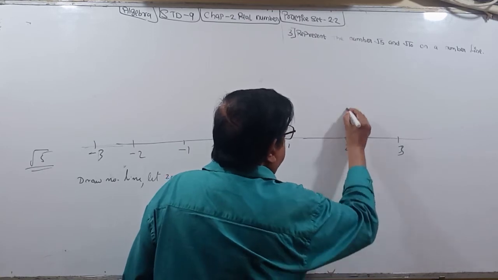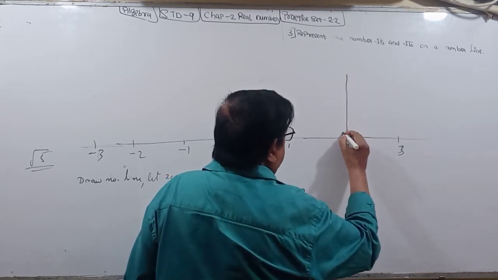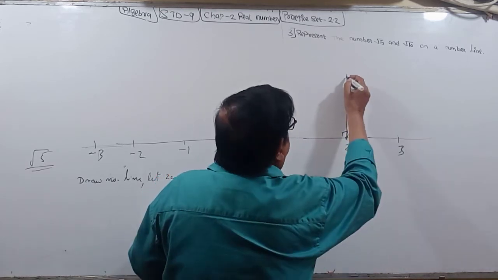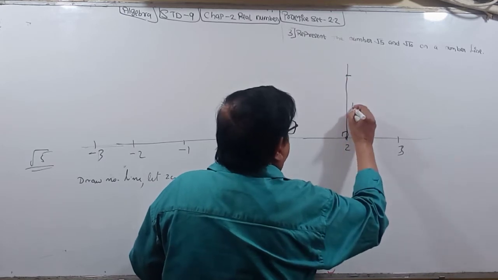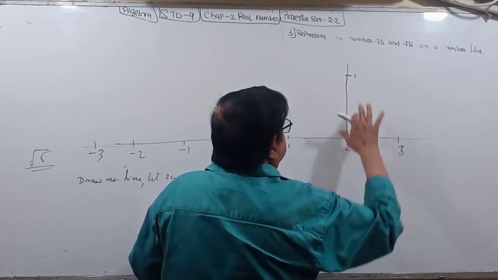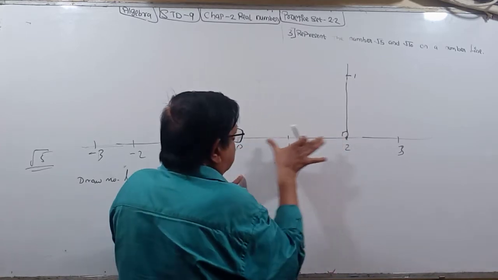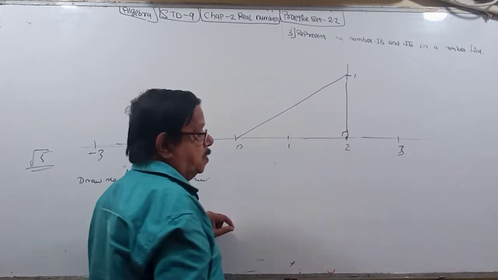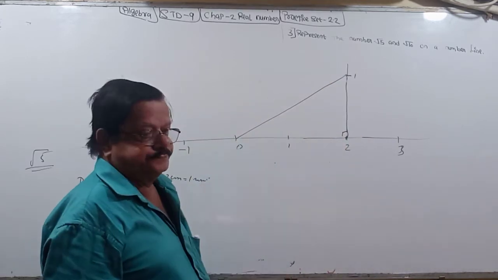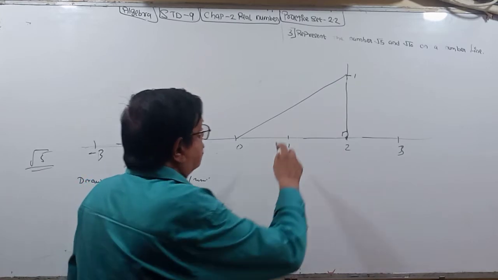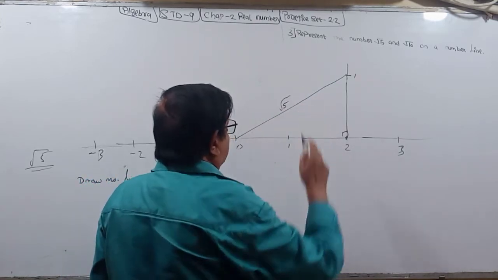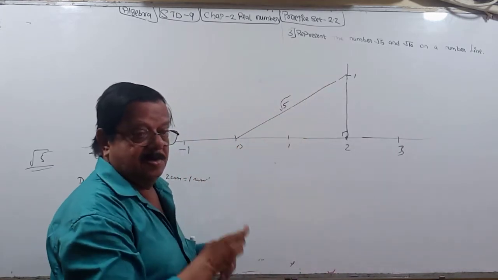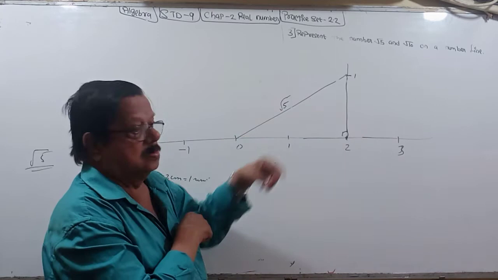Take 1 unit perpendicular. This is 2 units, and this also is 1 unit. This is equal to this 1 unit. Join O1. This will be equal to root 5. What is the reason? This length is equal to root 5. Why is this length equal to root 5?